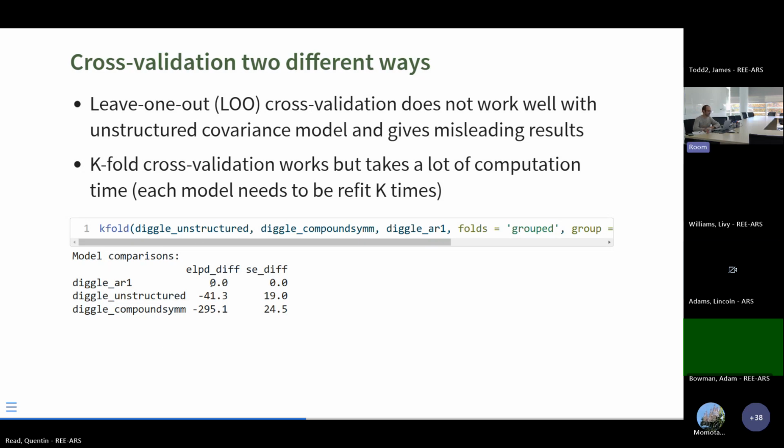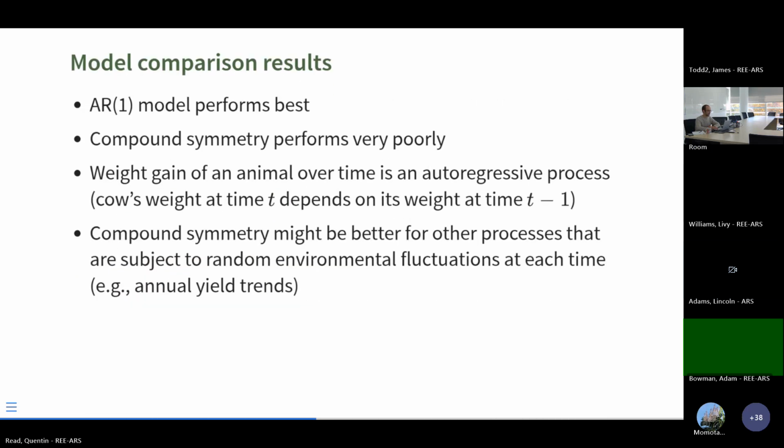So it's fine to use AIC for your generalized linear models in classical statistics. Yes, definitely, it's great. No problem there. It's just that different branches of statistics have different criteria that are used to compare models. So we've determined that the AR1 model performs best and the compound symmetry performs very poorly.